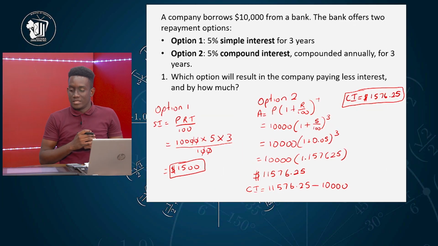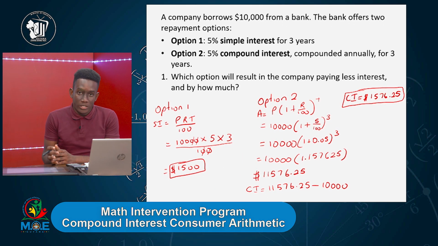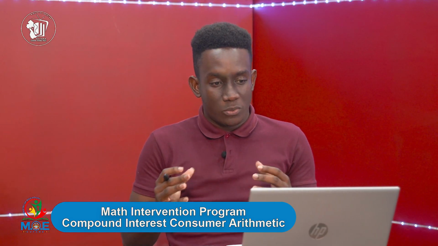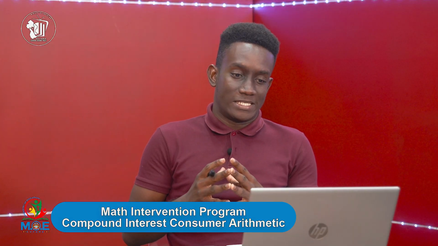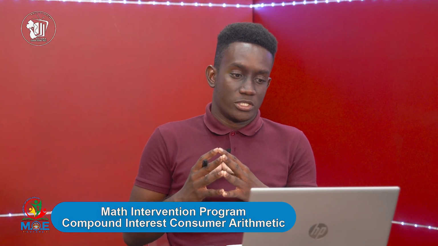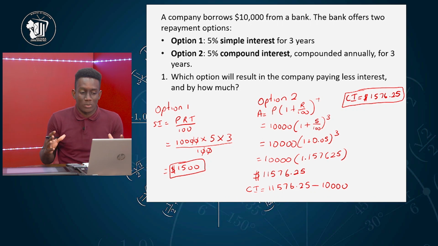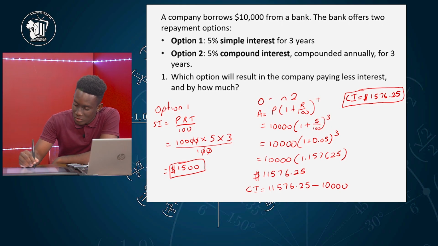So as we can see, with the compound interest option, you will pay more money in interest as compared to the simple interest option. So to answer the second question, which says, which option will result in a company paying less interest and by how much? So the better option will be the simple interest option because you will pay less money. So let's see how much less exactly we will pay. So let me erase this option here.